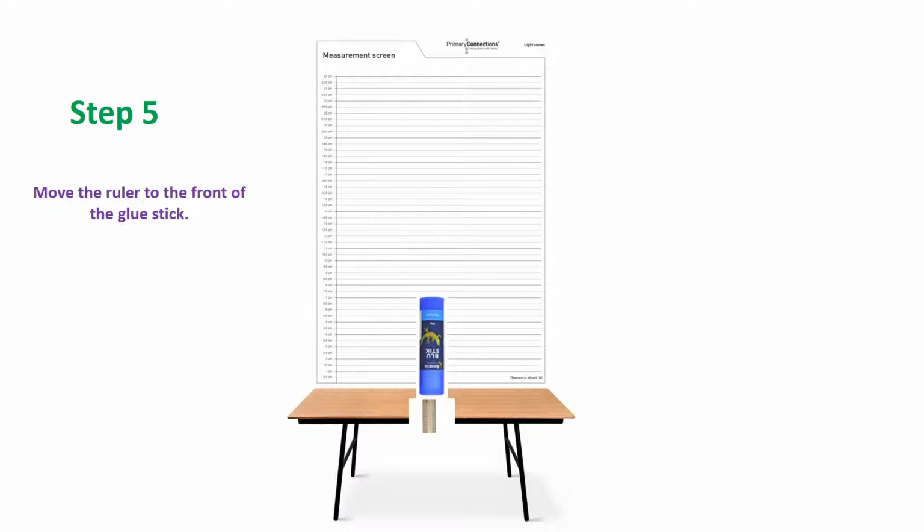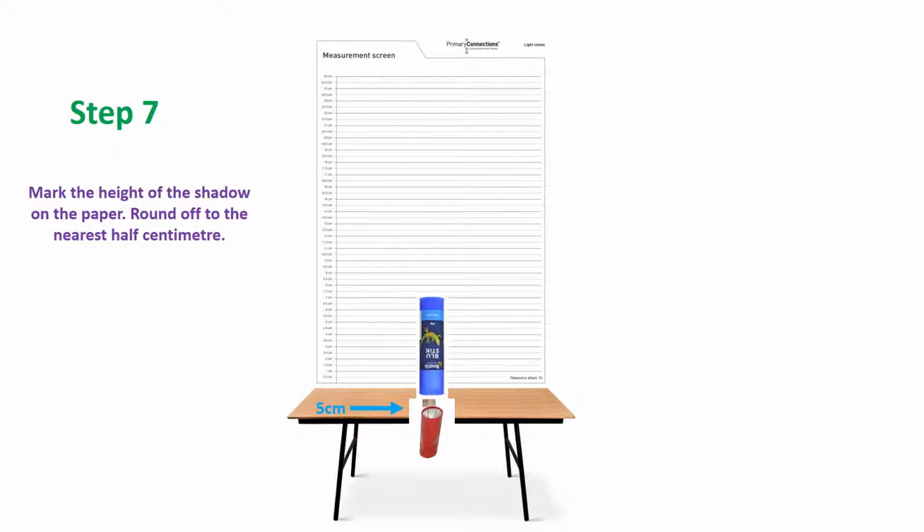Okay. Now you need to take the ruler and move it to the front of the glue stick so that the 0 of the ruler is in front of the glue stick. Now you need to measure out 5 centimeters again. Put your torch there in that position, exactly 5 centimeters from the front of the glue stick. Turn your torch on and see the shadow that the glue stick makes against your sheet on the wall. And you need to mark on your sheet the height of the shadow on the paper and just go to the closest centimeter, so either 7, 7.5 or 10, 10.5, wherever your shadow falls when you've got your torch at 5 centimeters.